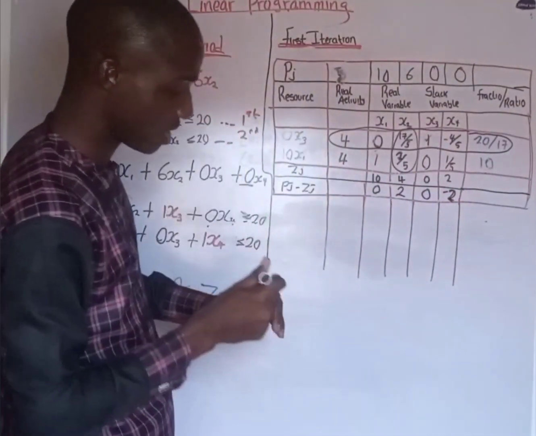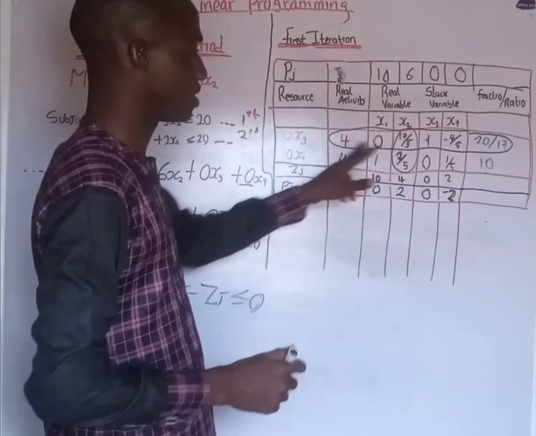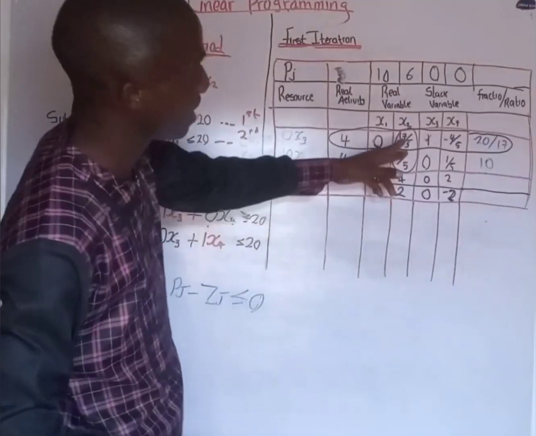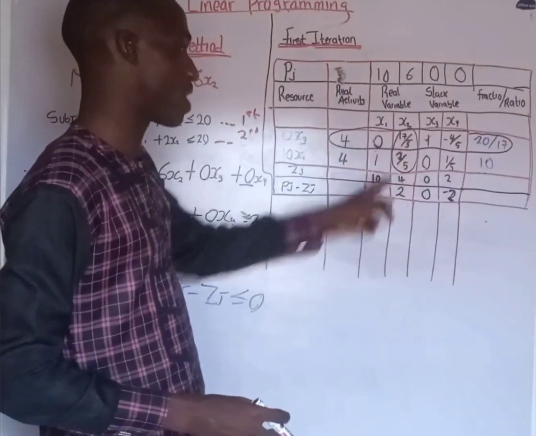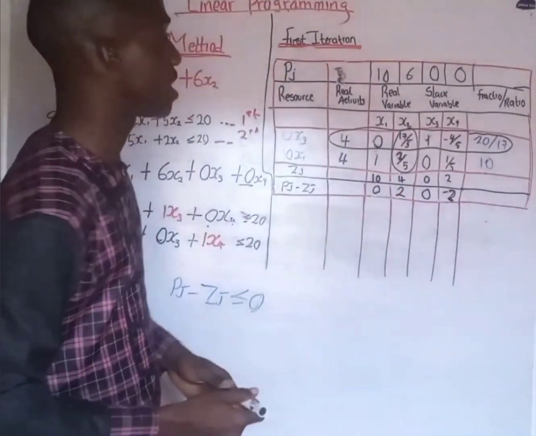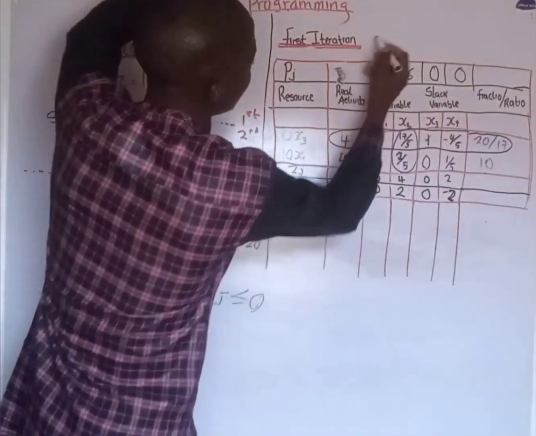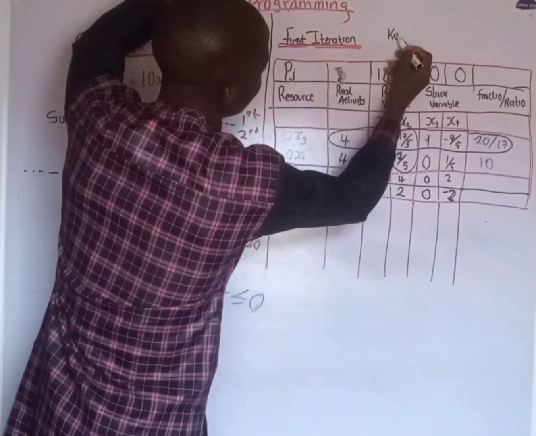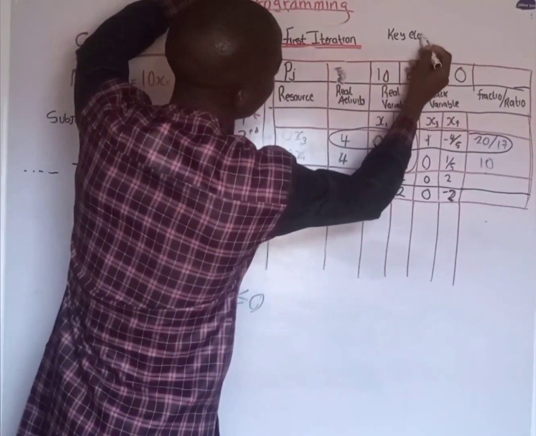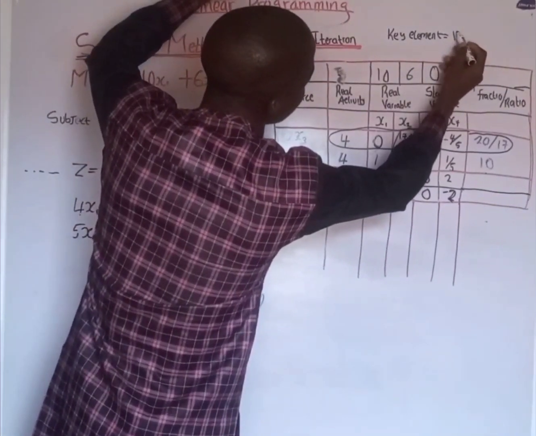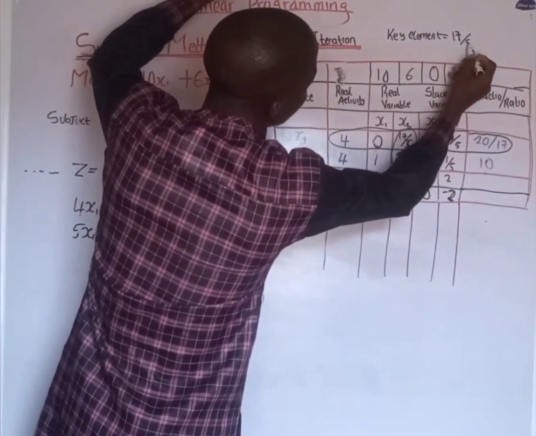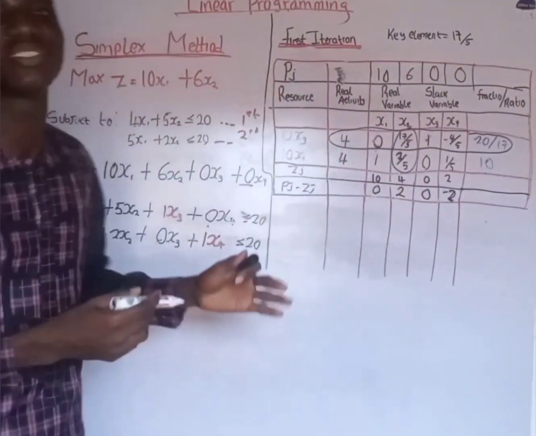So this is my key column, and this is my key row. So the element that intersects both key row and key column, this element is 17 over 5. So my key element is now 17 over 5. Let me put it down. The key element now is 17 over 5.